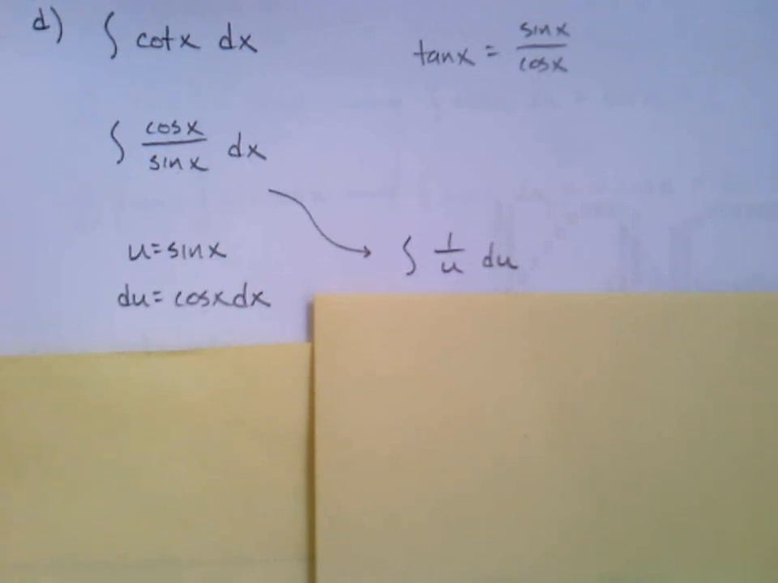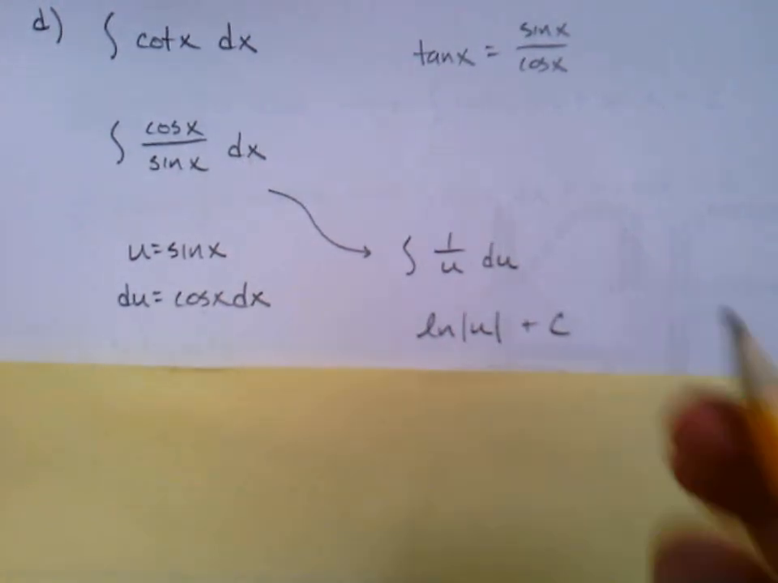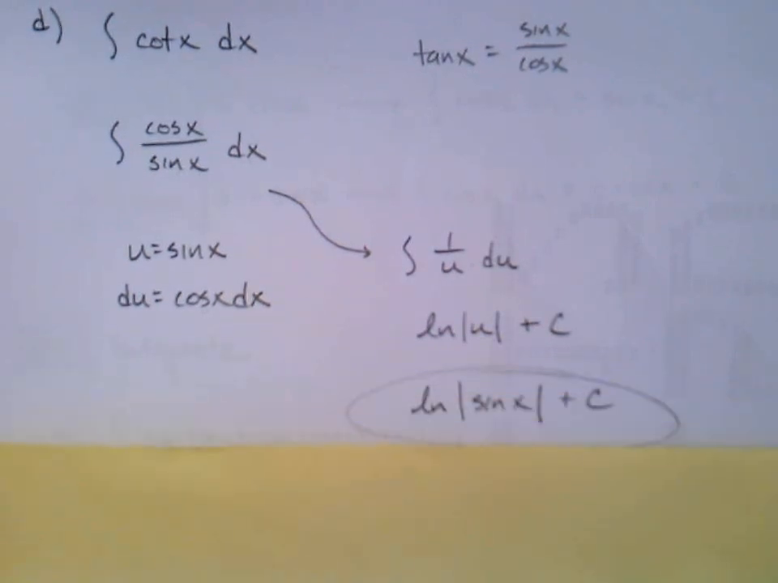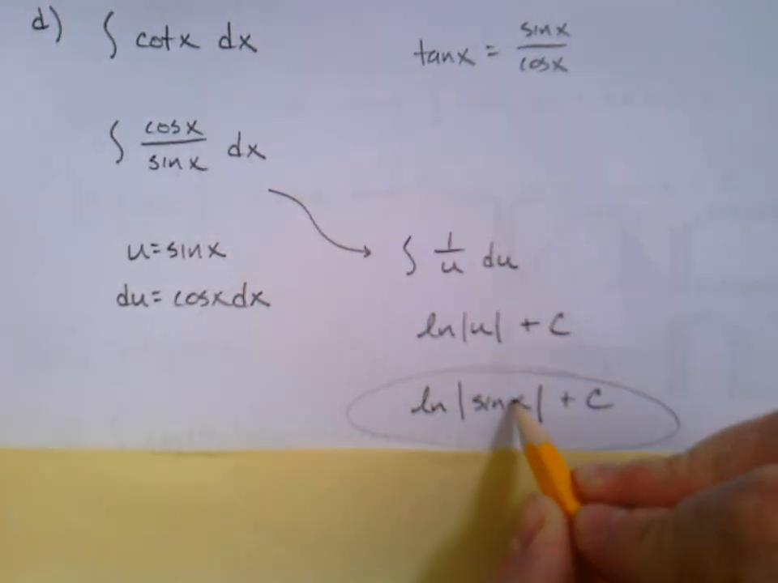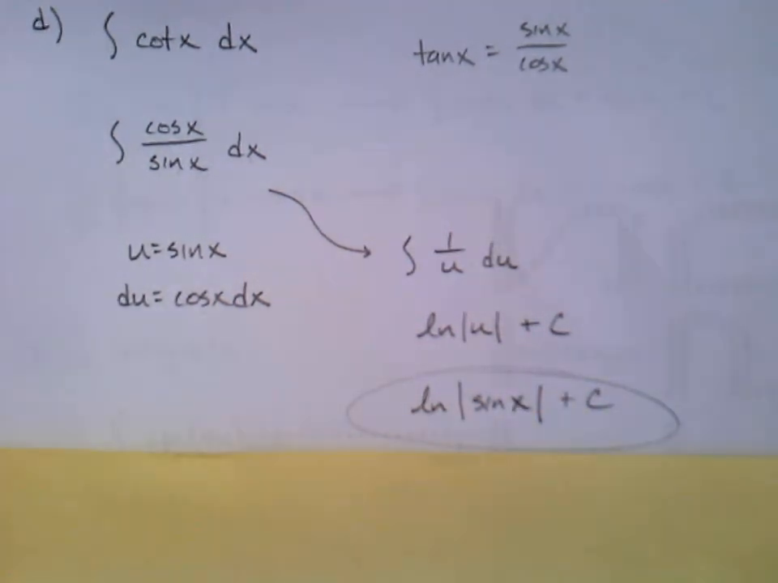But once you have it here, well, what's the antiderivative of 1 over u? Probably something we're pretty familiar with. Hopefully that's the natural log of u plus c. And we can go ahead and put our sine x back in there, and we got it. The natural log of sine x, technically the absolute value of sine x, plus c. And there you go. You could check the derivative here. It would be 1 over sine x times cos x. And then the cos x you can think of going back to the numerator, and you'd go back to cotangent x.